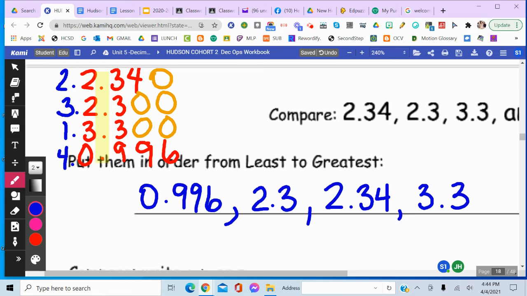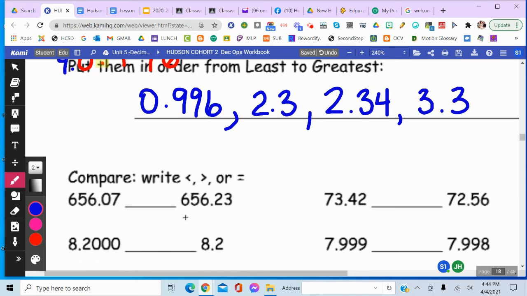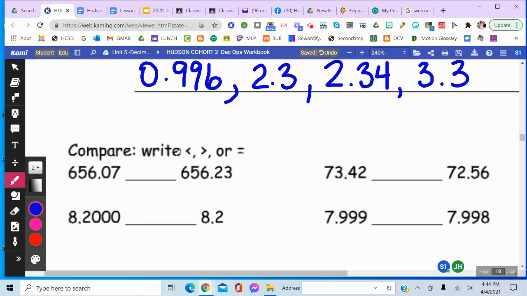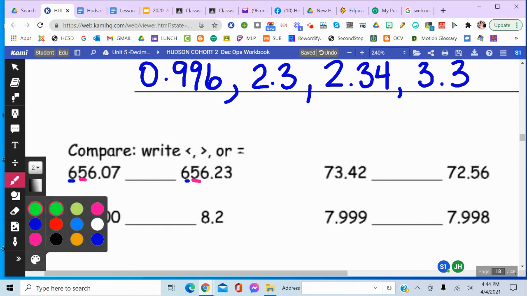Now, sometimes they're not going to give you 4 numbers. Sometimes they're only going to ask you 2 numbers, and they're going to ask you to compare. So remember, to compare, you're writing greater than, less than, or equal to. So you're still going to follow the same process. You're going to go digit by digit. So if I look here, I have a 6 in the hundredths place, doesn't help me, so I go to the next digit. 5 in the tenths place, doesn't help me. 6 in the ones place, doesn't help me. 0 in the tenths place, 2 in the tenths place.